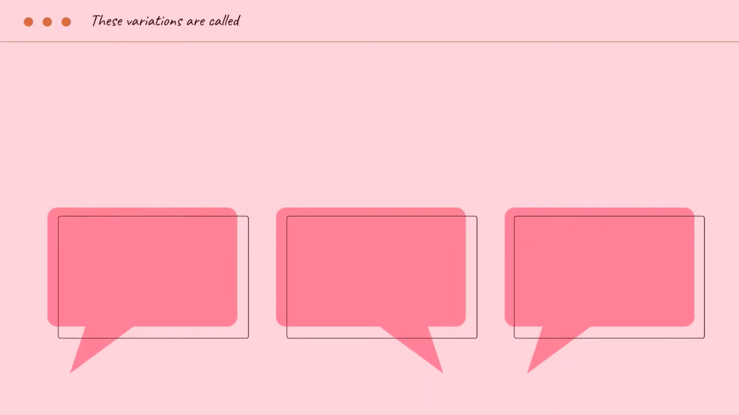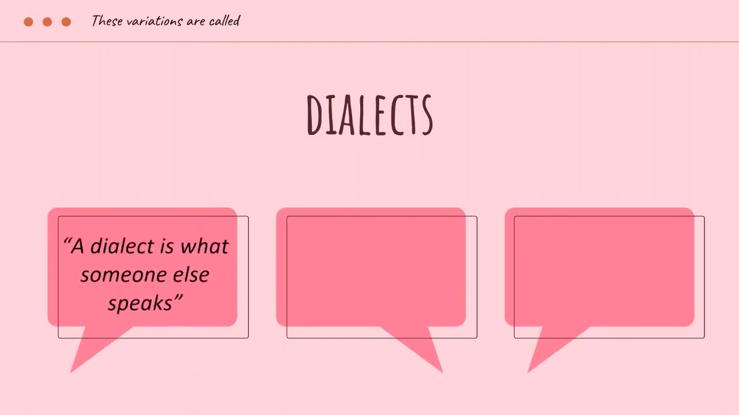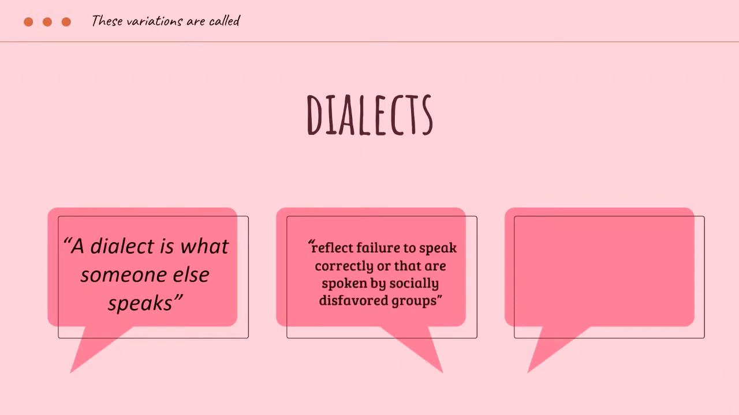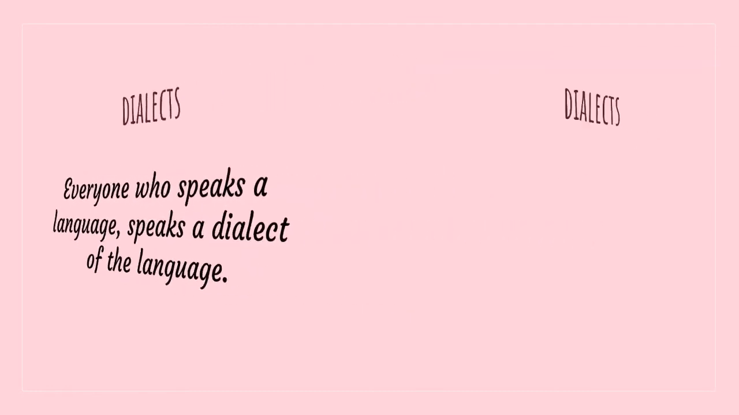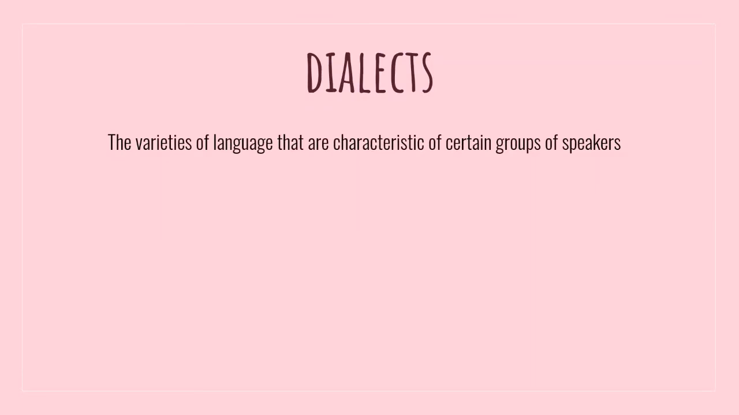These variations are called dialects. There are some myths about dialects. For example, that a dialect is what someone else speaks, or that they reflect failure to speak correctly, or that they are spoken by socially disfavored groups. And they say that dialects always have highly noticeable features that set them apart. But the reality is that there isn't a better dialect than another, and that everyone who speaks a language speaks a dialect of the language. So, what's a dialect? Dialects are the varieties of language that are characteristic of certain groups of speakers.